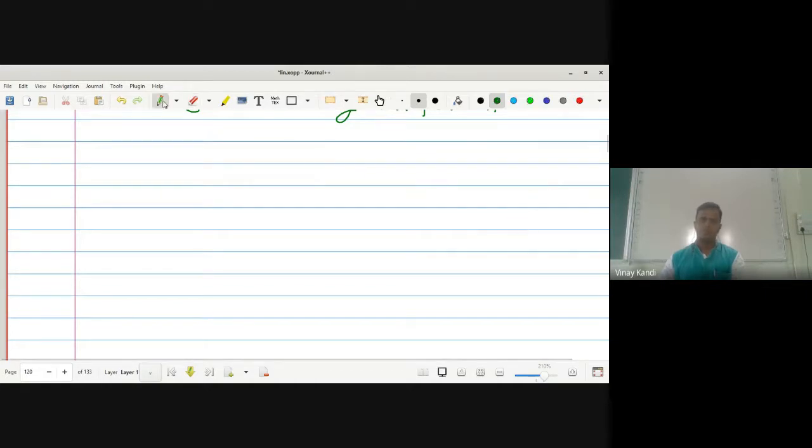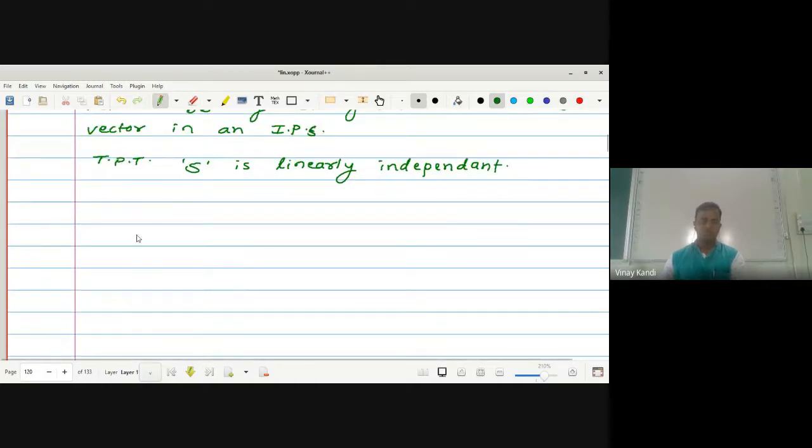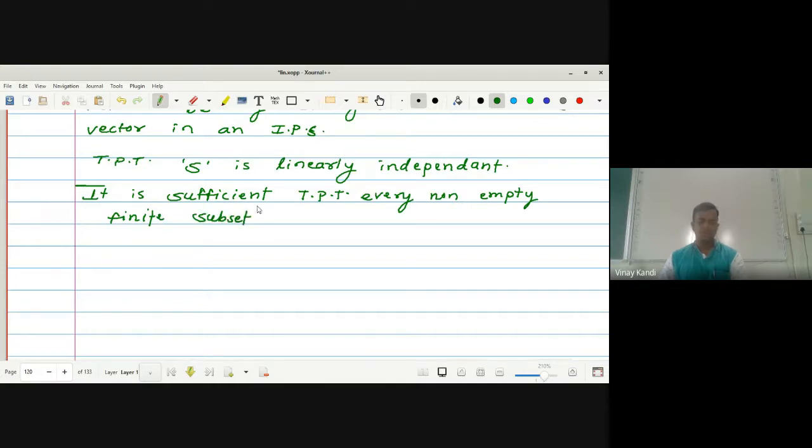Now here it is sufficient to prove that every non-empty finite subset of capital S is linearly independent.